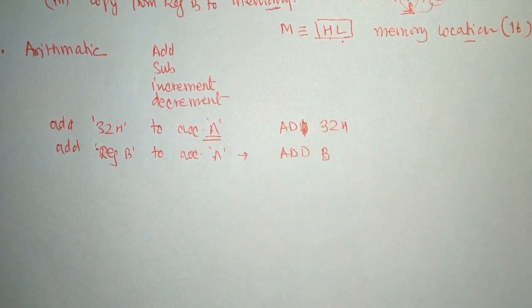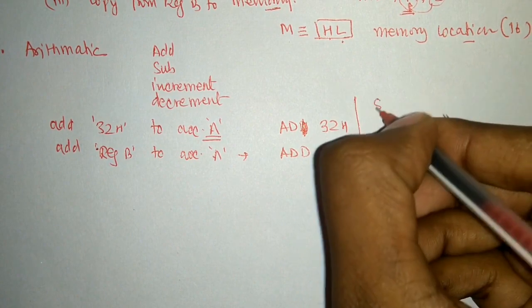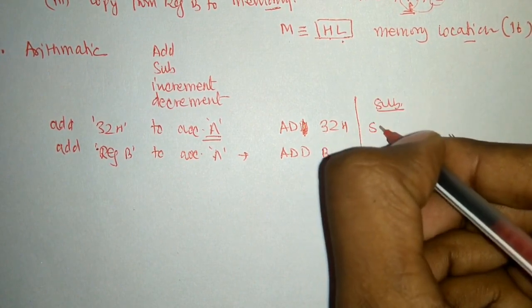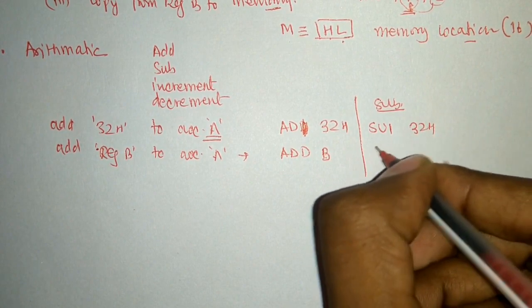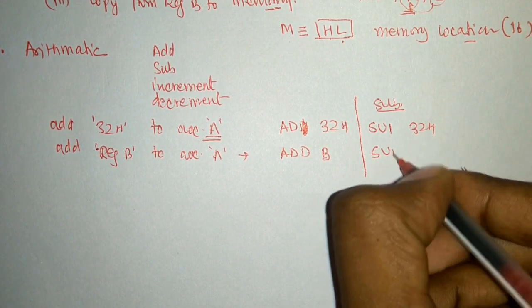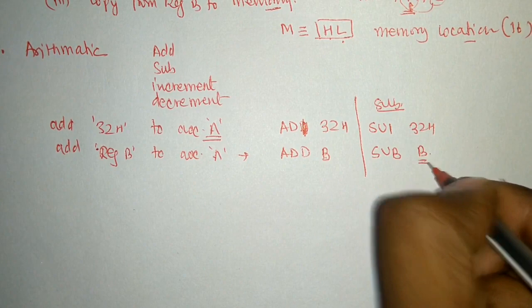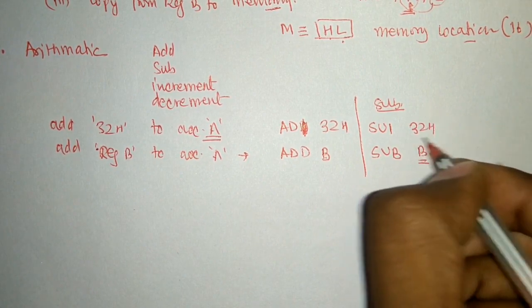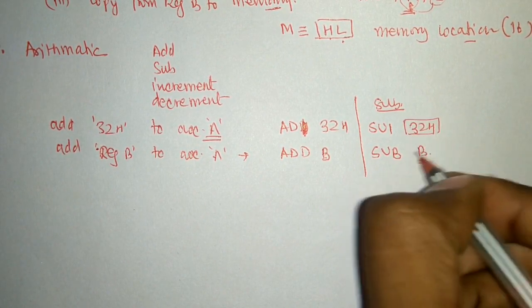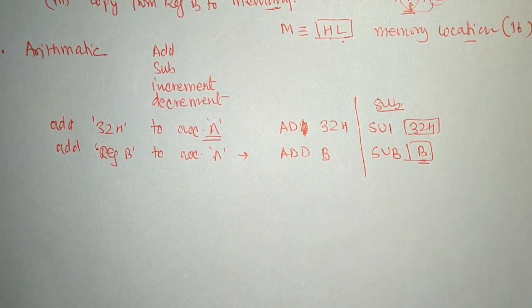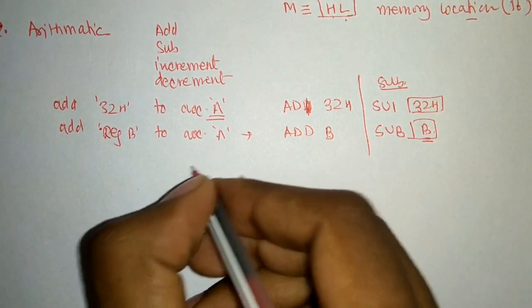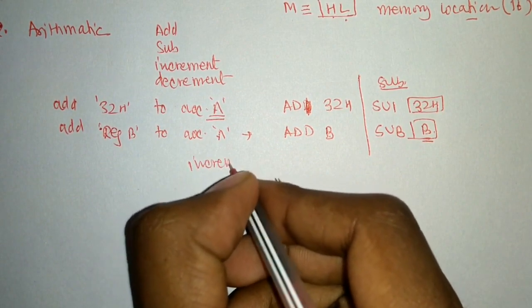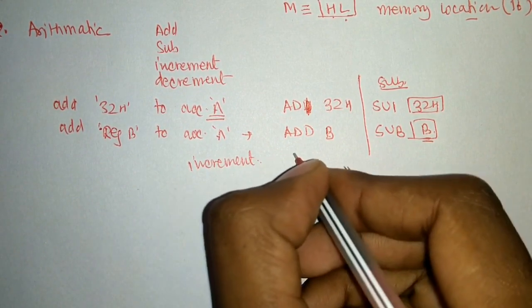Similarly, if I want to do the subtraction, then in case of a subtraction, I will say SUI and whatever is the number here. For example, this, and SUB if I'm using a register value. So it depends upon whether I am using an external given value, or a register's value, or a memory location, or what exactly I am using.